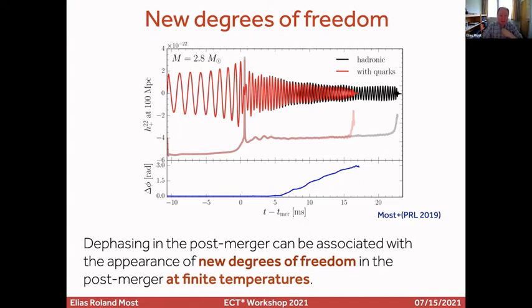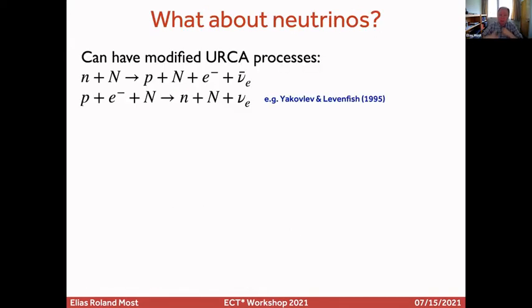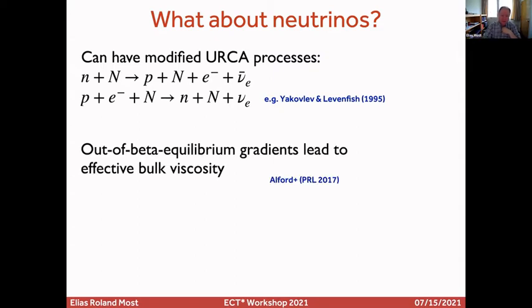The effect that I want to explore today is because there are not just new exotic particles like hyperons or quarks, but you also have copious neutrinos around. Once you push those neutrinos out of beta equilibrium, interesting things can happen because the system wants to restore itself. Those gradients that go out of equilibrium might produce something that looks like an effective bulk viscosity, trying to push the system back, and that could then affect your post-merger gravitational wave signal.